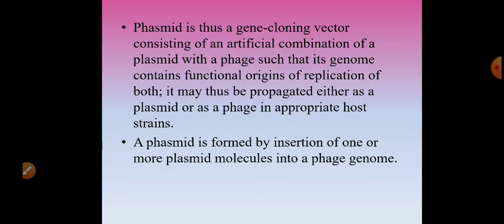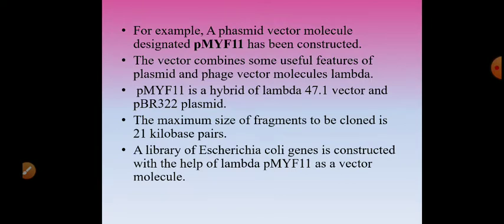Phasemid is thus a gene cloning vector consisting of an artificial combination of a plasmid with a phage such that its genome contains functional origin of replication of both. It may thus be propagated either as a plasmid or as a phage. What is the case with a cosmid? Cosmid can be propagated only like a plasmid. It will not kill the host cell. But phasemids or phagemids can be propagated like a plasmid as well as like a phage depending upon the host strain. So a phasemid is formed by insertion of one or more plasmid molecules into phage genome.